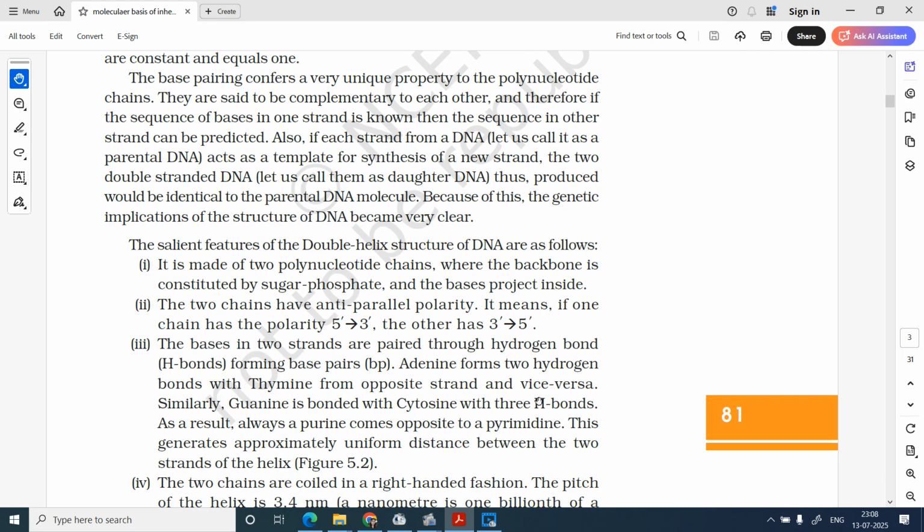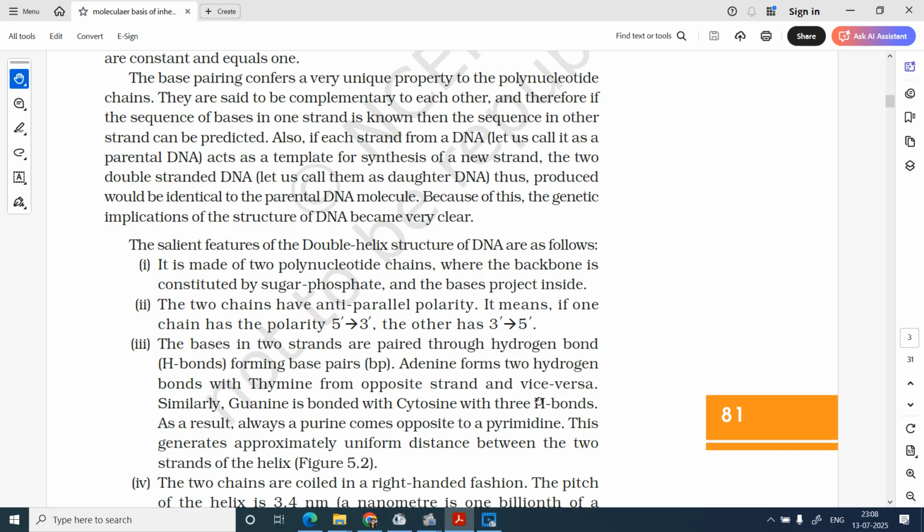The salient features of the double helix structure of DNA are as follows. First, it is made of two polynucleotide chains, where the backbone is constituted by sugar-phosphate and the bases project inside. Second, the two chains have anti-parallel polarity. It means if one chain has the polarity 5' to 3', the other has 3' to 5'.